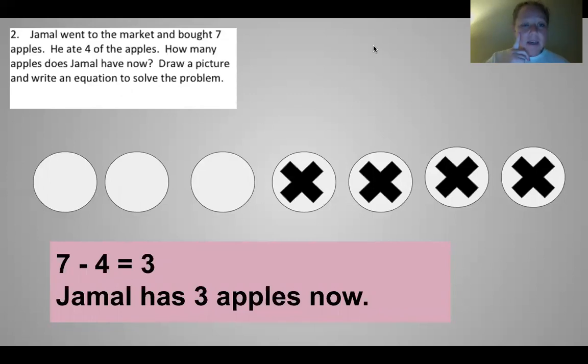So let's think. When Jamal went to the market, what did he do? Did I hear you say that he bought 7 apples? Well, I'm going to represent apples with circles. Let's see if I drew 7. Help me count. 1, 2, 3, 4, 5, 6, 7. That's right. He bought 7 apples. But what happened next?